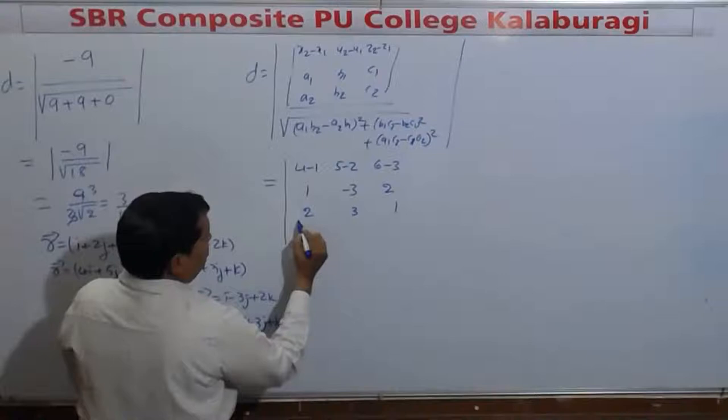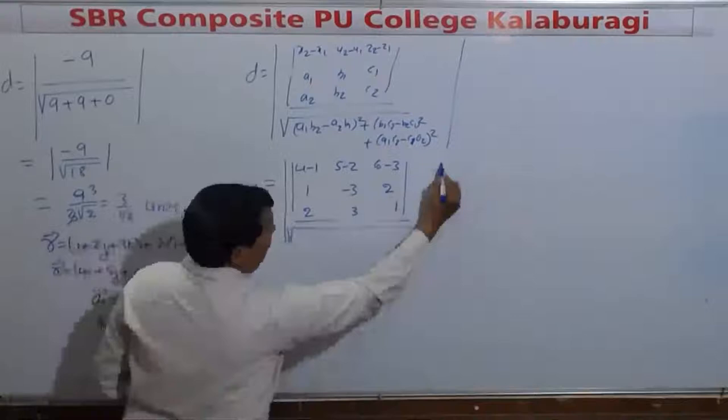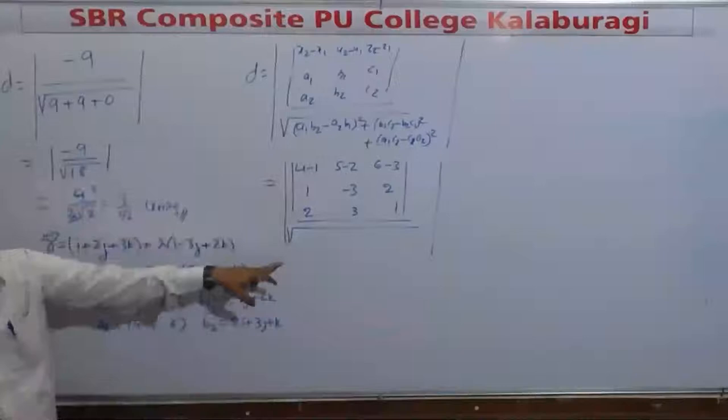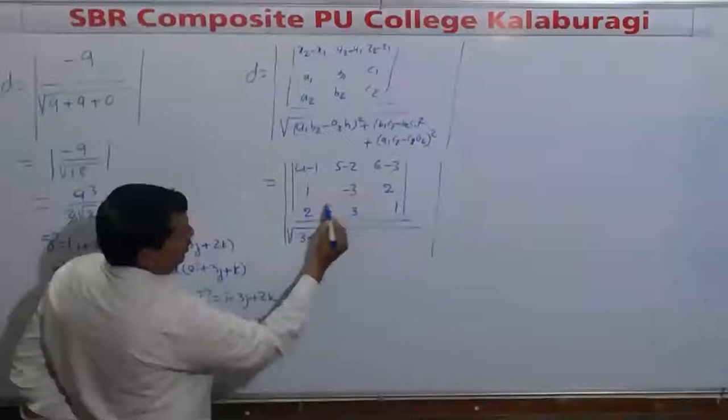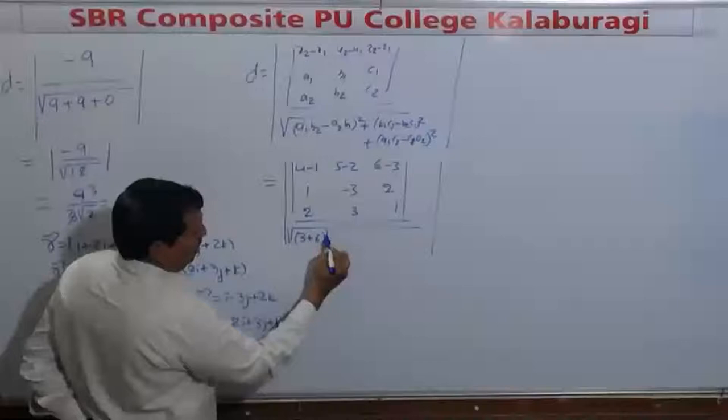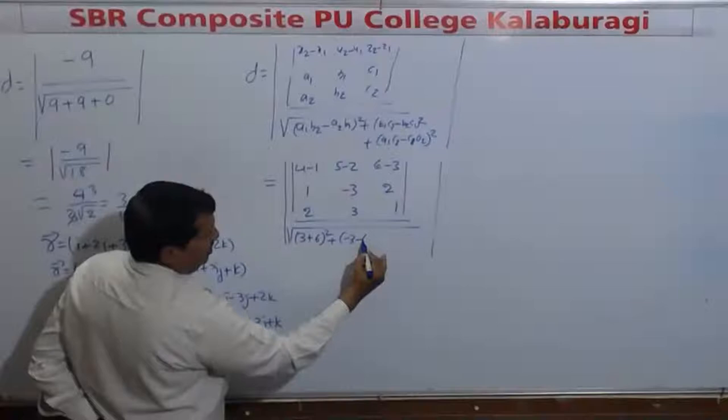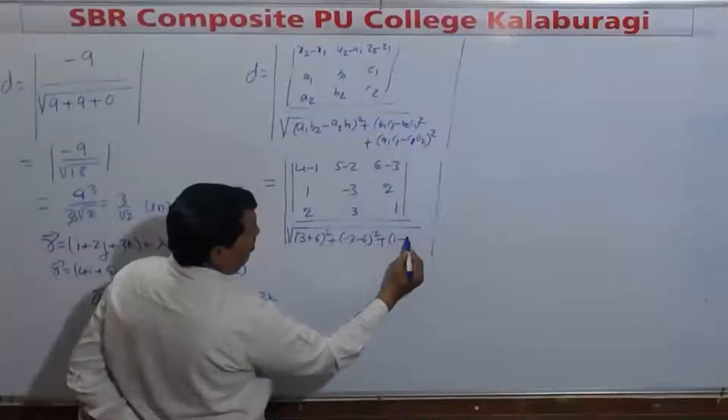So once you know this determinant, it is easy to write the term in the denominator. Once you have written the determinant, you can write this term in the root. What can you write? 1 into 3 minus, the first one is minus. 2 into minus 3, minus 6, minus of minus, plus 6, plus minus 3 into minus 3 minus 2 into 3 is 6 square, plus 1 into 1 plus 2 into 4 square.